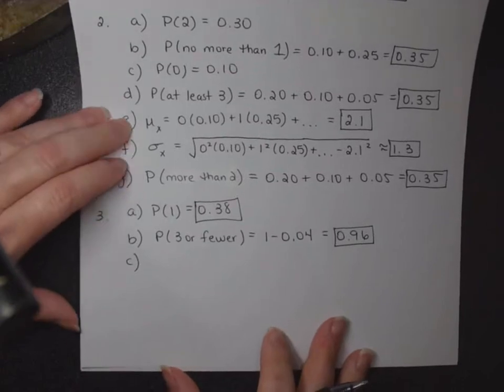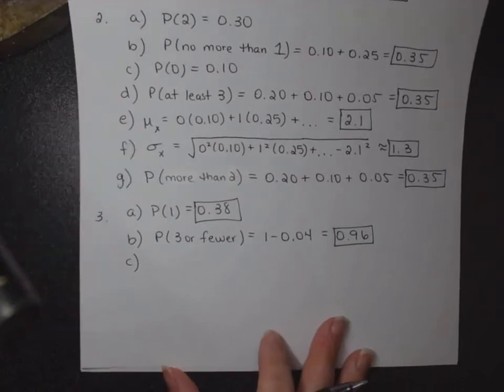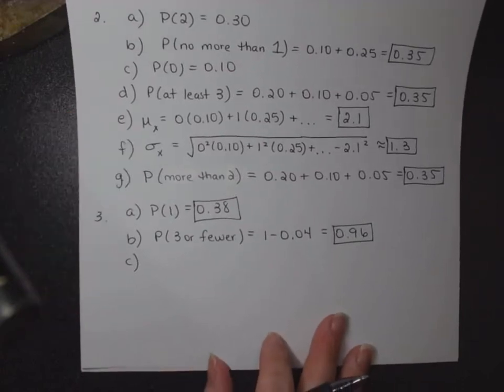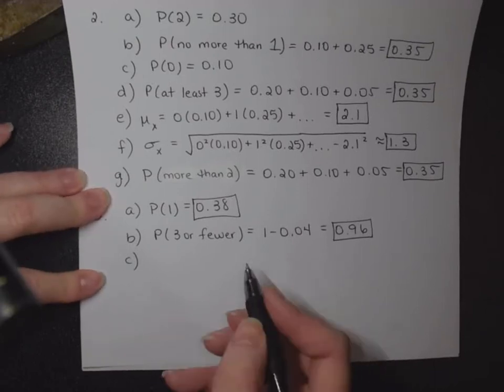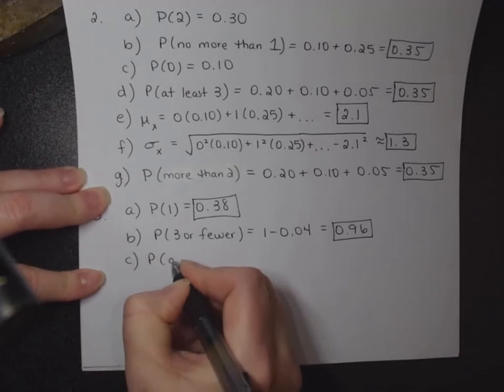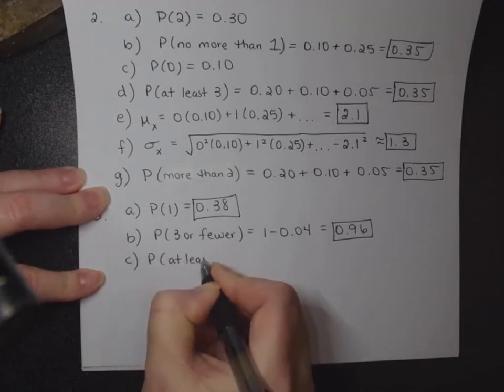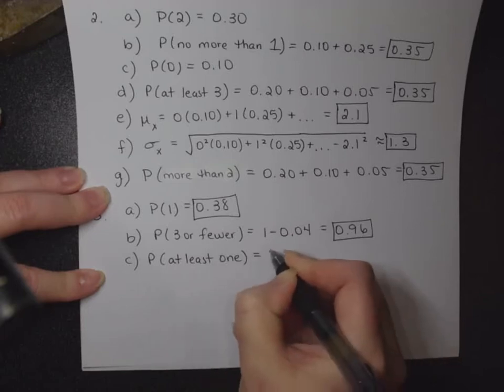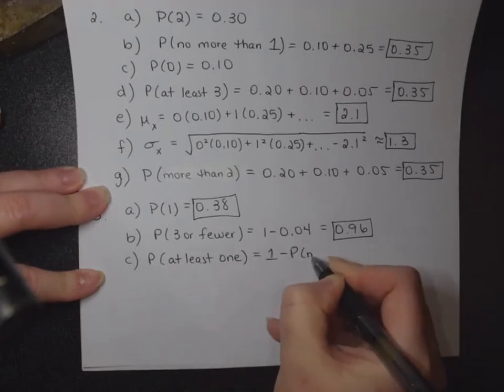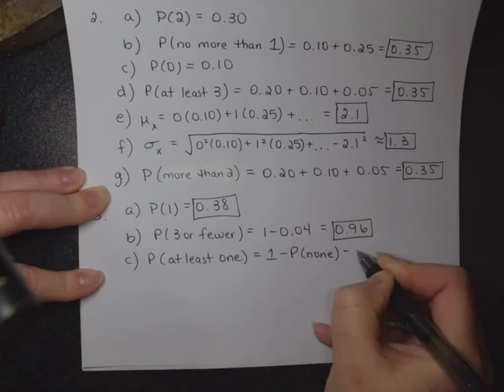Find the probability that the standard is exceeded on at least 1 day. So maybe we want to read through the problem. X is the number of days per year that the air pollution exceeds the standard. So if we want the probability of at least 1, it is probably going to be quicker. We need to remember this from our last test. If we want the probability of at least 1, it is much quicker to do 1 minus the probability of none. And so that's what we're going to do here.